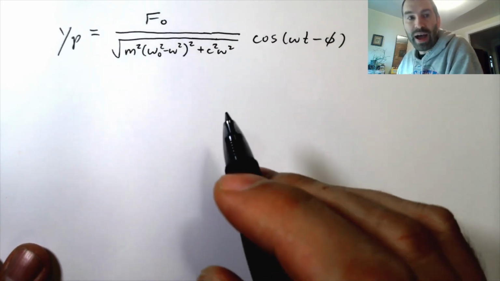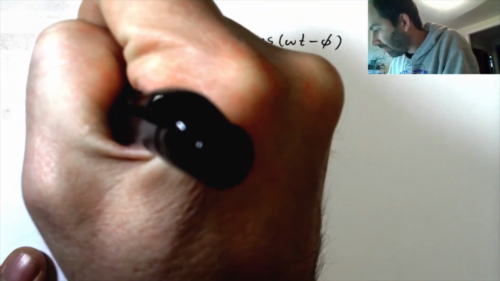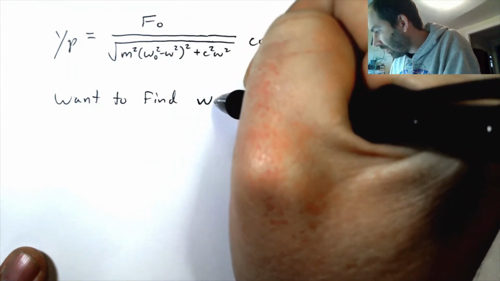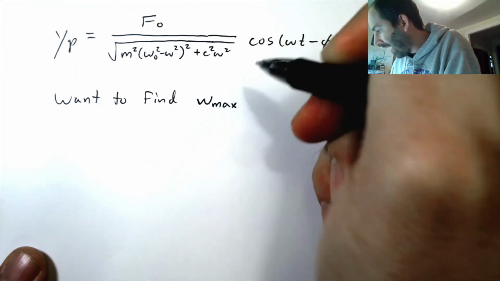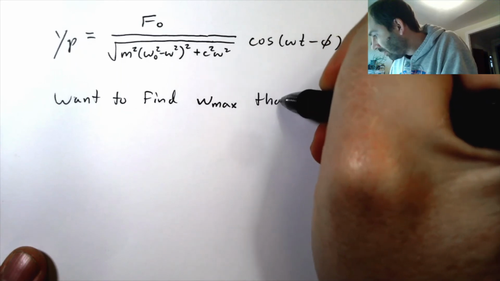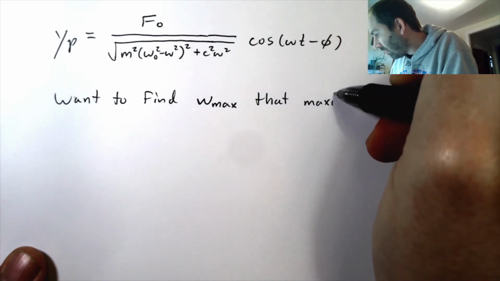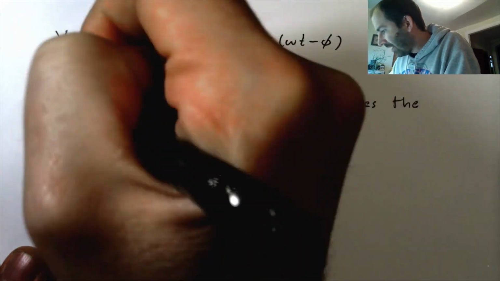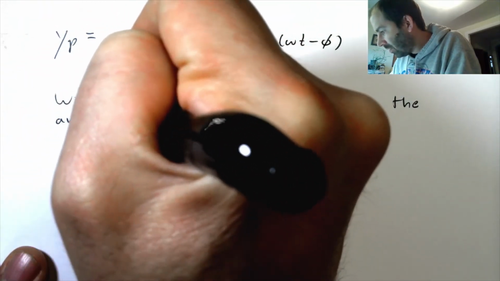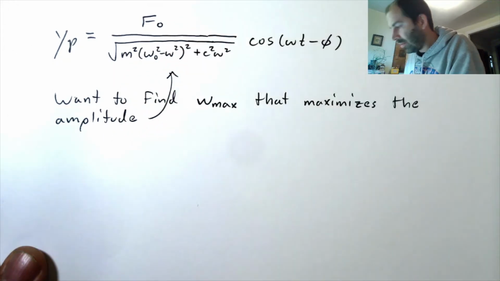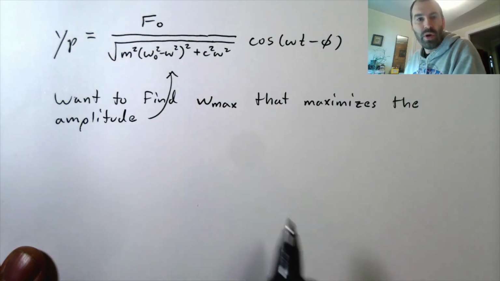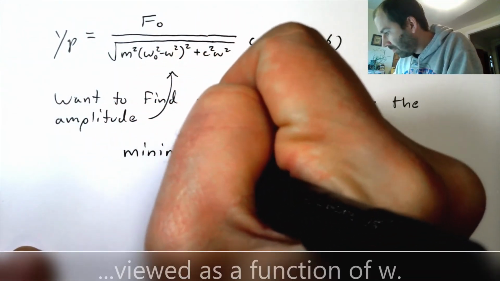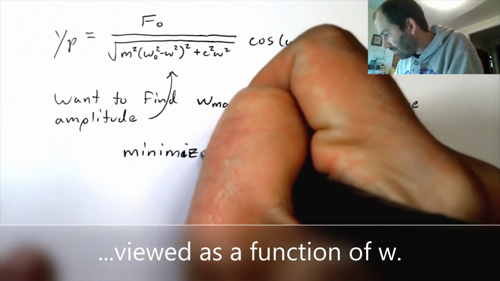So we want to minimize this function under the radical down here. Okay? So what we want to do is find that frequency called omega max that maximizes the amplitude. Okay, so what we're going to do is minimize this function.